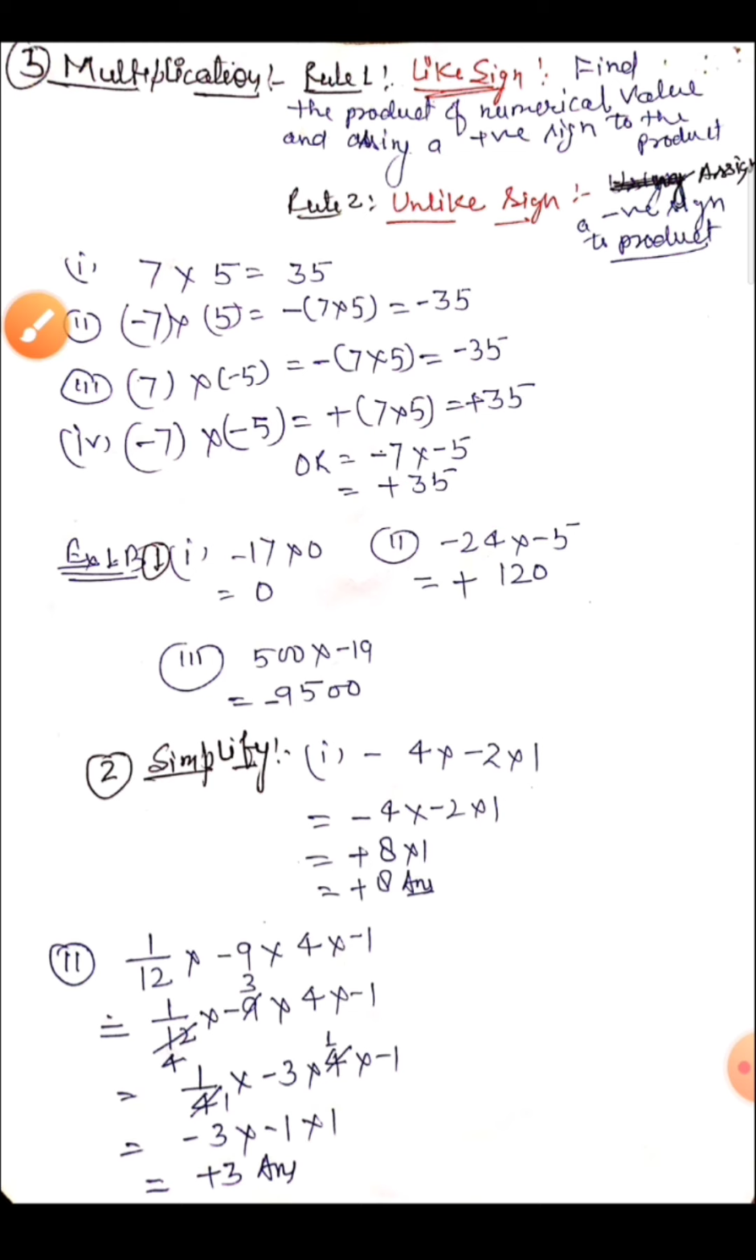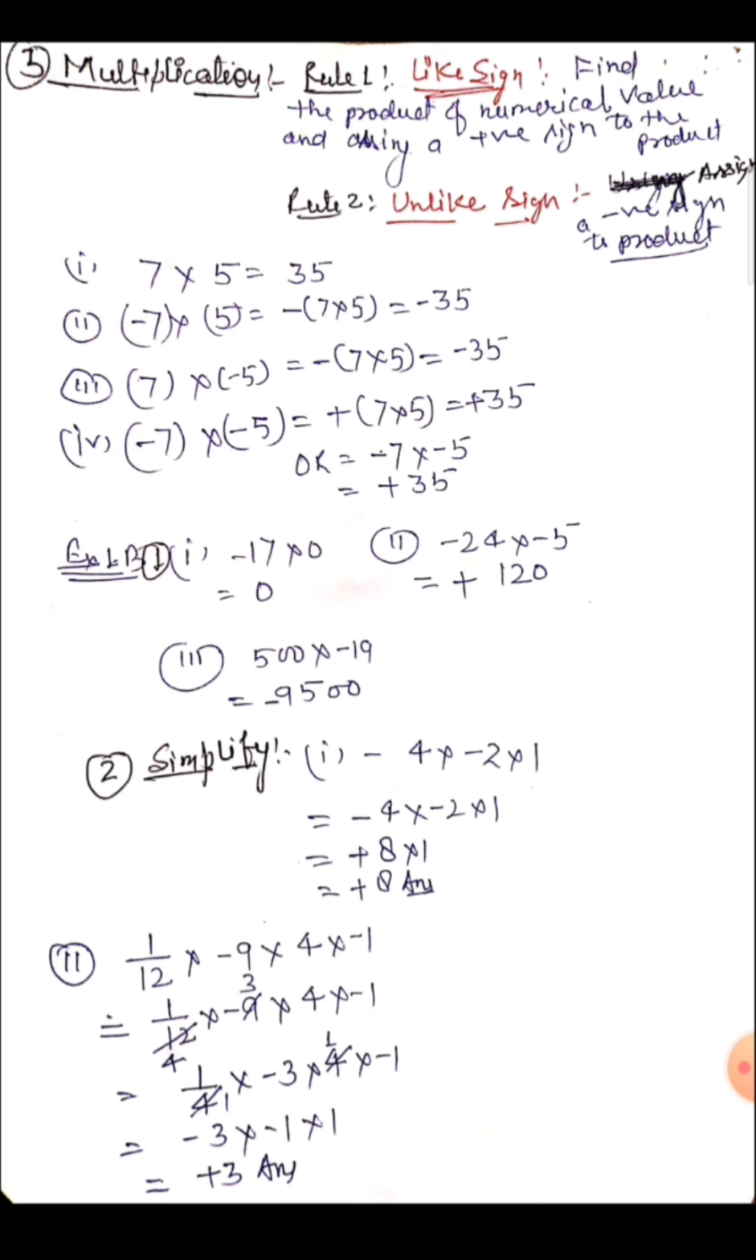And now exercise 1b, the first question: minus 17 multiplied by 0. We know that any number multiplied by 0 always gives 0. So minus 17 multiplied by 0, then the answer will be 0. Here is minus 24 multiplied by minus 5. We know that firstly we multiply sign to sign, that is minus minus plus, 24 5s are 120, so plus 120.